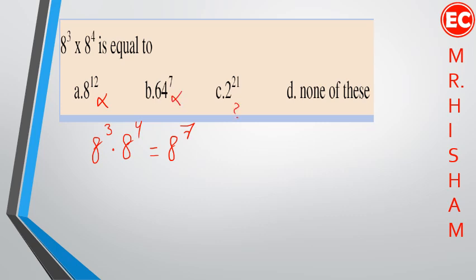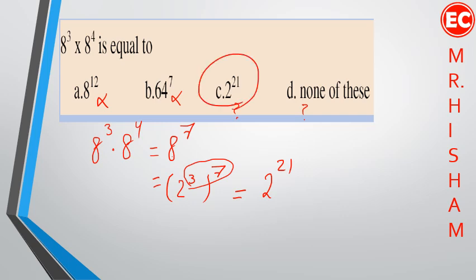But I may think about the answer of D. May I write 8 as 2 power 3? So 8 is 2 times 2 times 2, which is 2 power 3, all to the power of 7. And as we know, power to power gives me multiplication. So 3 multiplied by 7 is 21. So the right answer is C.